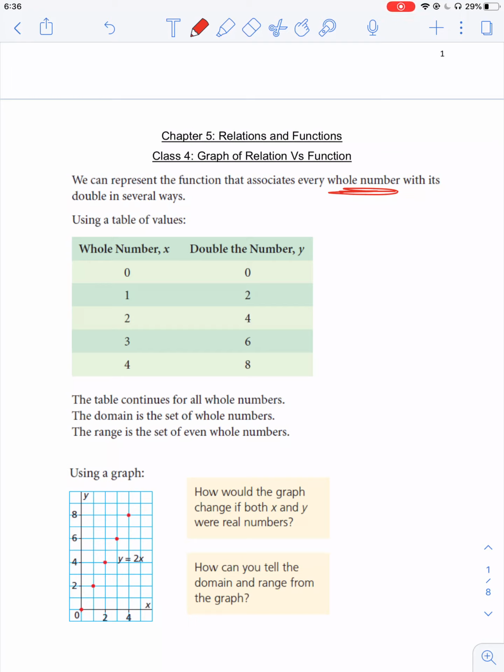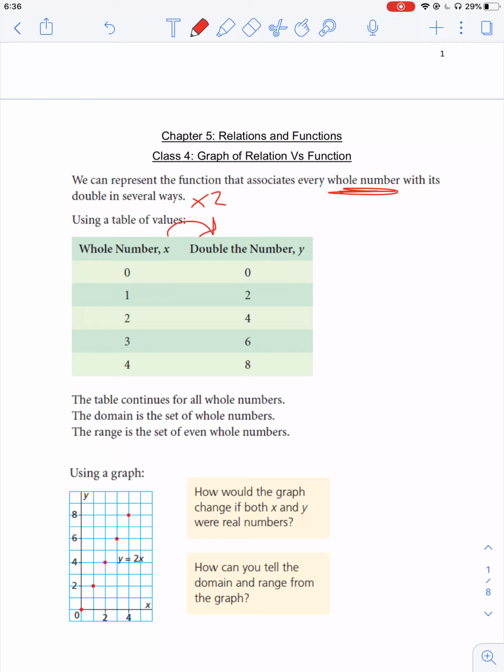The relationship over here is that you have to double your x values. So one times two is two, two times two is four. So you double your x values to get the y values. So that's a relation, but this is also a function.